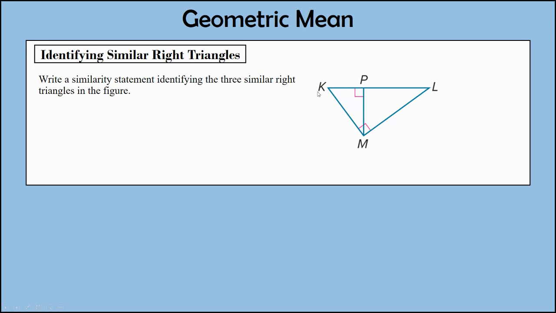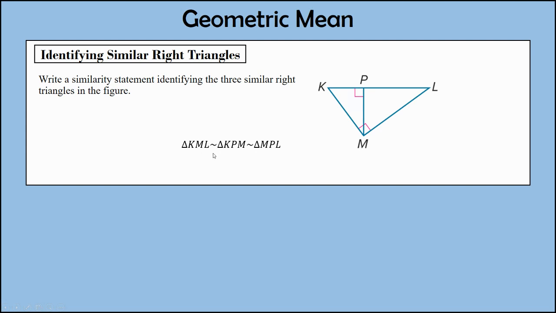In this case, triangle, if you look at KML, M is the right angle here. KML, KPM, that's the right angle, and then MPL, that would match up the corresponding sides correctly.